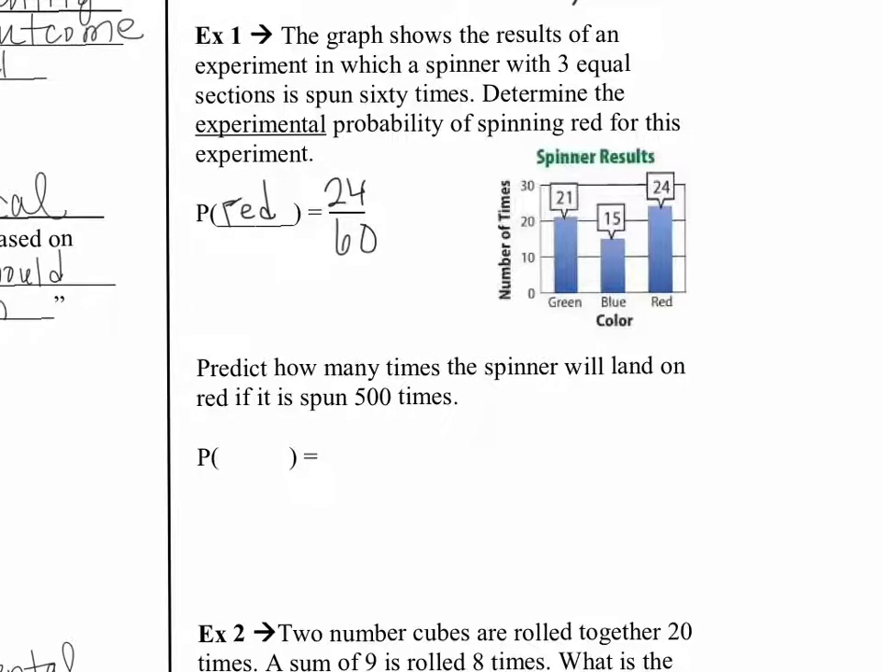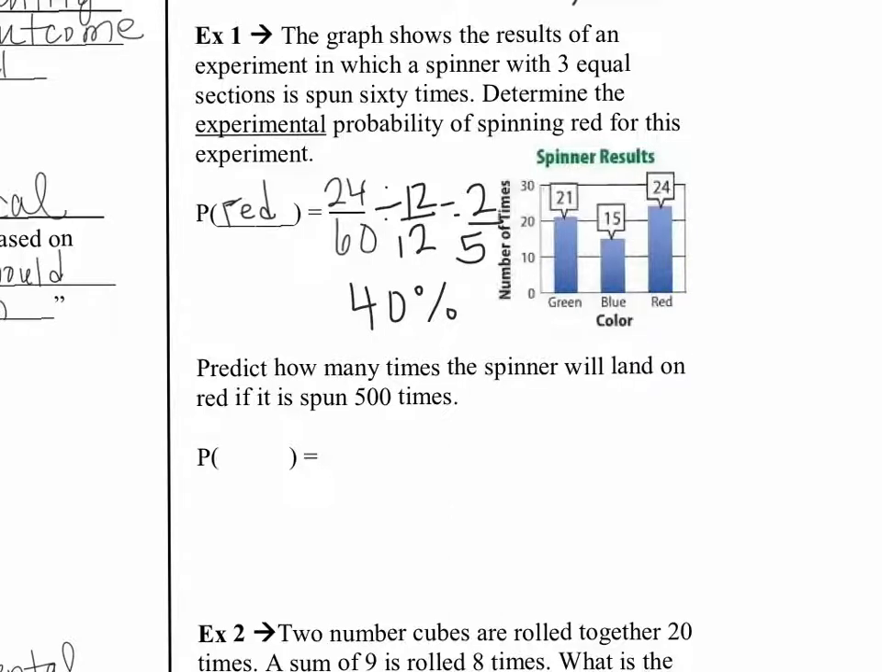If you take the GCF, which is 12, and divide it into 24 and into 60, you will get 2/5. 2/5 is one of the fraction decimal percent equivalents that we learned earlier in the year, 40%. So the experiment tells you that they landed on red 40% of the time.